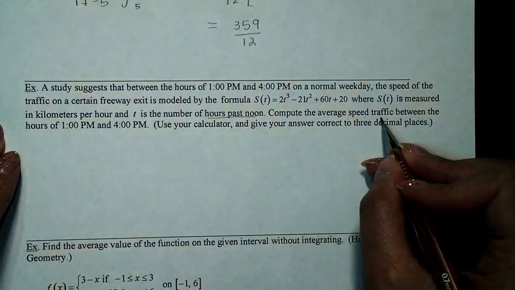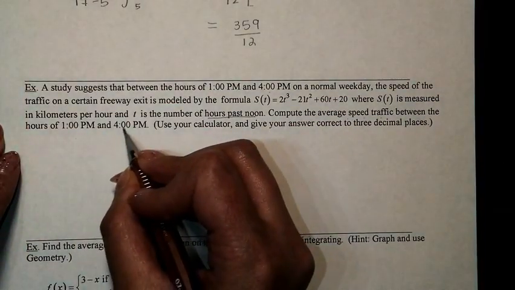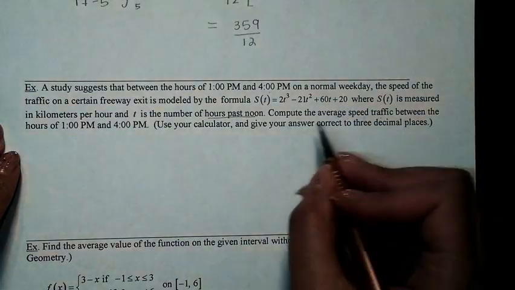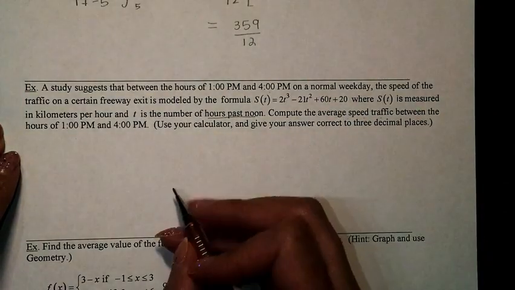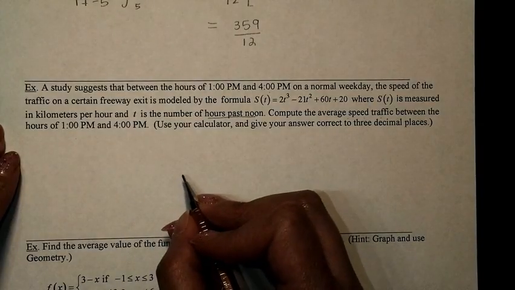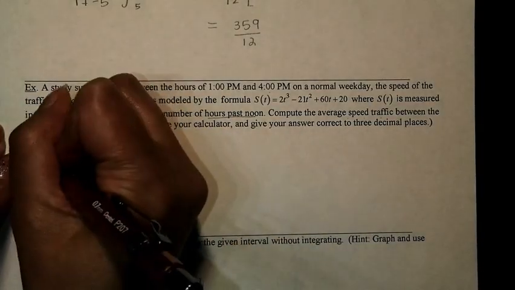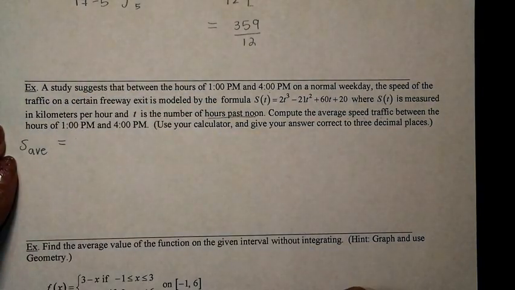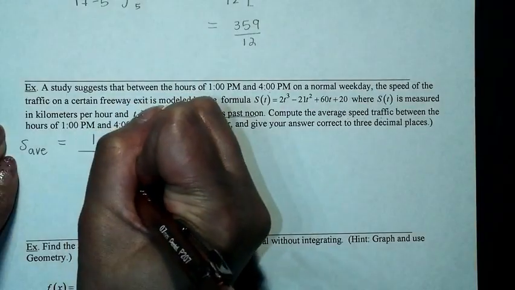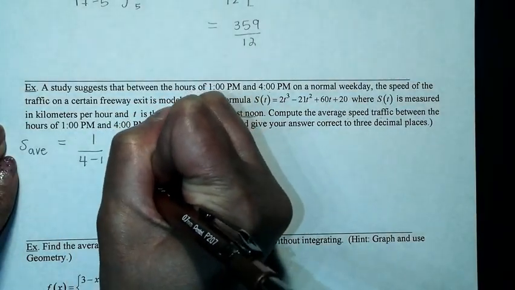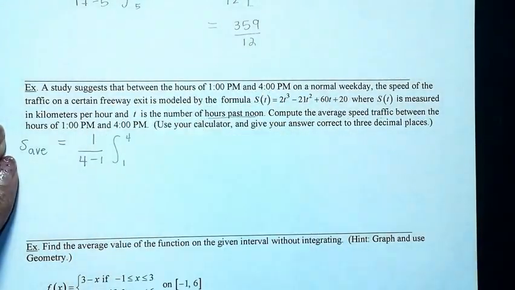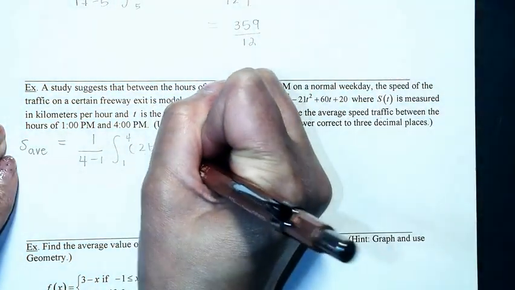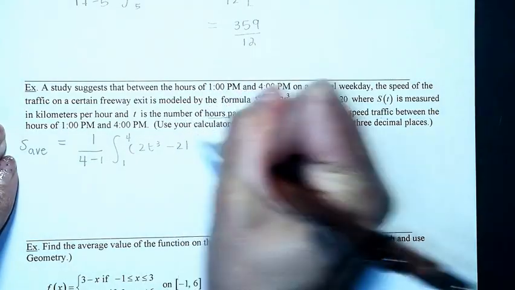Compute the average speed of traffic between the hours 1 p.m. and 4 p.m. Use your calculator. I don't think that we need the calculator, but we can use it. So what do you have here? Whatever the function, in this case you call it S average, because that's the function that we have. That's going to be 1 divided by 4 minus 1, integral from 1 to 4. Why? Because those are the times that we care about. You don't need the calculator because that's a polynomial, so it's pretty easy to integrate.